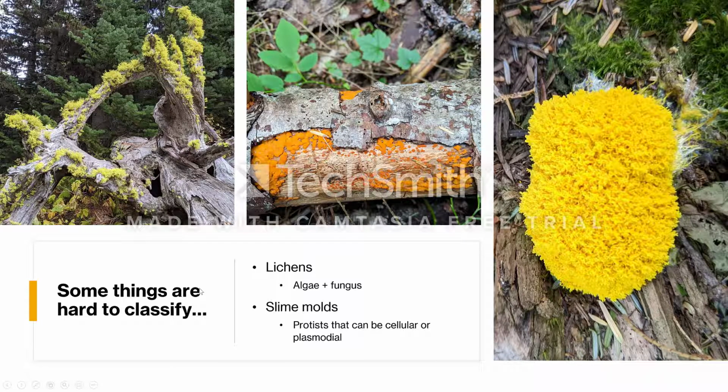There are some things that are kind of hard to classify. Some are combinations of multiple types of organisms. So lichen, there's some that look like they're hanging down from trees. They're called old man's beard lichens, which is actually the common name for them. And they are a combination of an alga and a fungus living together in a symbiotic relationship. The alga does photosynthesis and makes the food, and the fungus has a network of root-like hyphae structures that can spread out and collect water more easily.